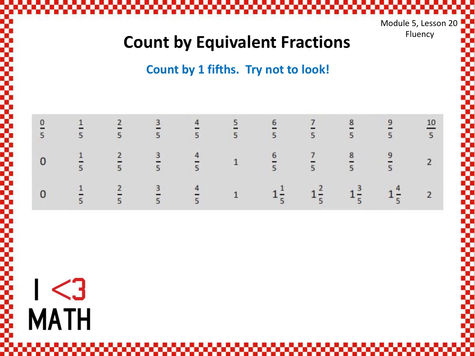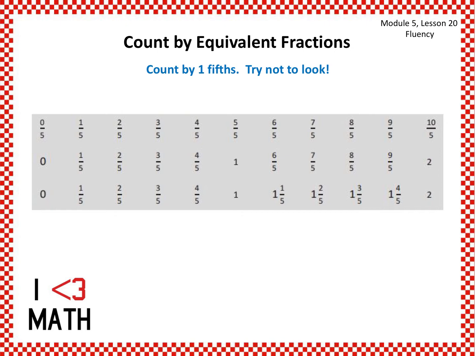This is Fluency Module 5, Lesson 20, and we are going to continue counting by fractions, and today we're going to count by 1/5. So the first thing that I want you to do is the first row, we're going to go up to 10/5. So you shouldn't even need to look at this to do that. We'll start at 0/5. 0/5, 1/5, 2/5, 3/5, 4/5, 5/5, 6/5, 7/5, 8/5, 9/5, 10/5.